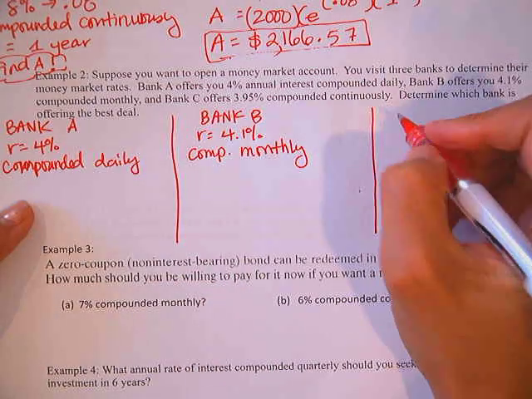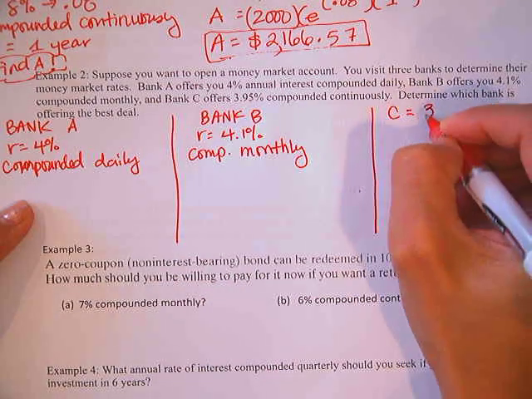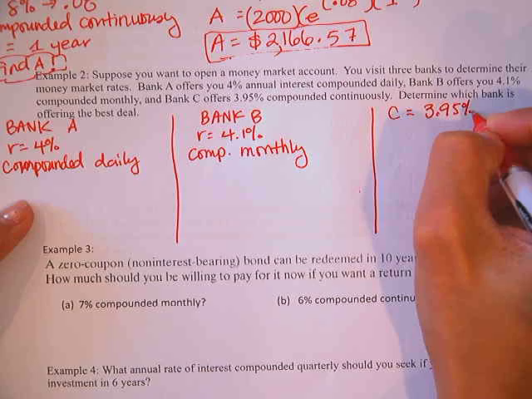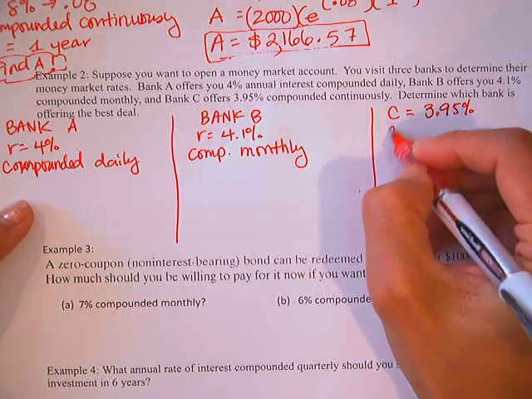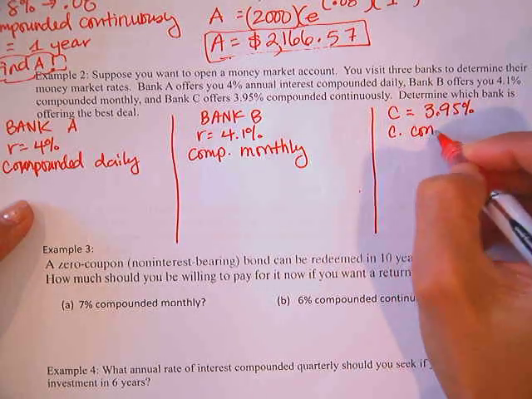And Bank C offers you 3.95% compounded continuously. Magic word, right?